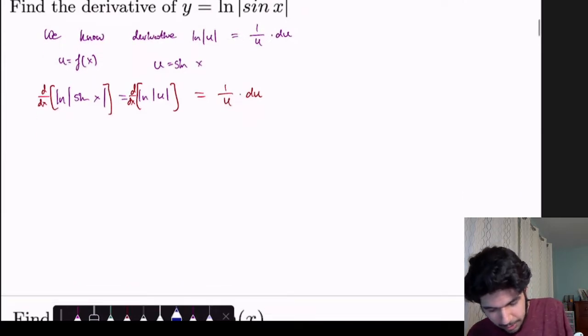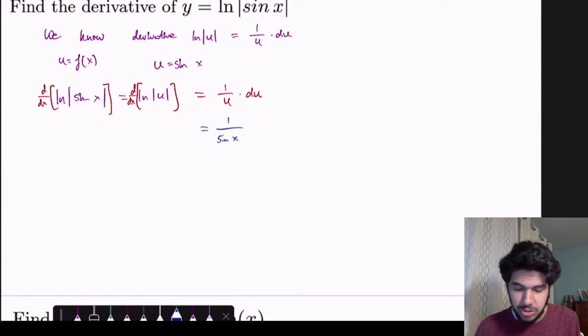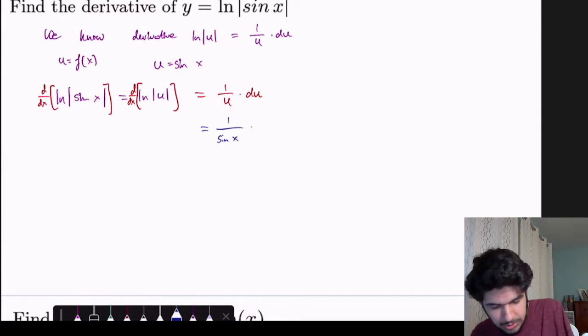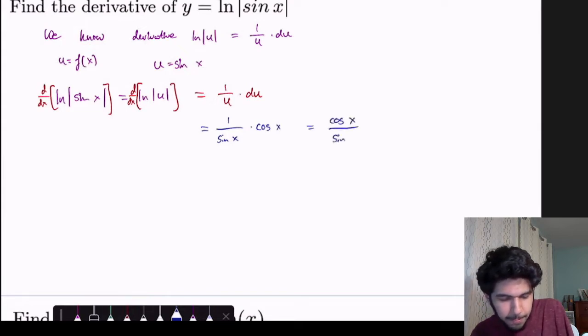So that would equal 1 over sine of x, because that's what u is. And then du would be the derivative of u with respect to x. So the derivative of sine of x is equal to cosine of x. So we can simplify this, cosine x over sine of x. And if we're feeling fancy, we can call this cotangent of x. And that's our answer.